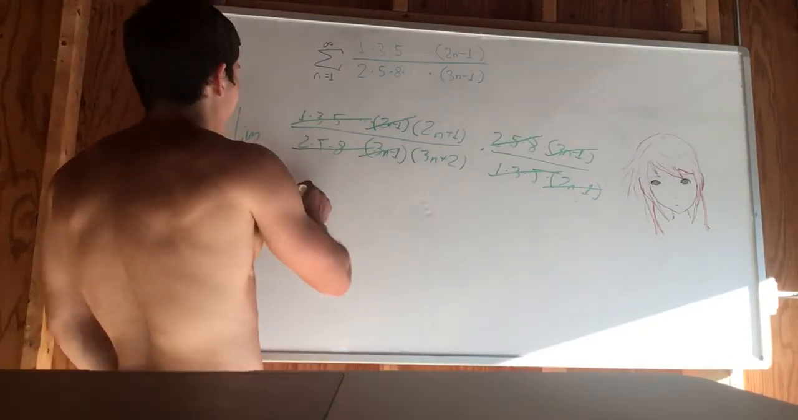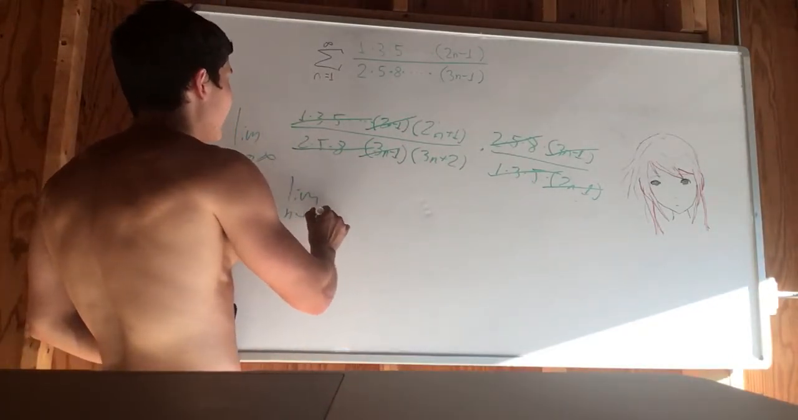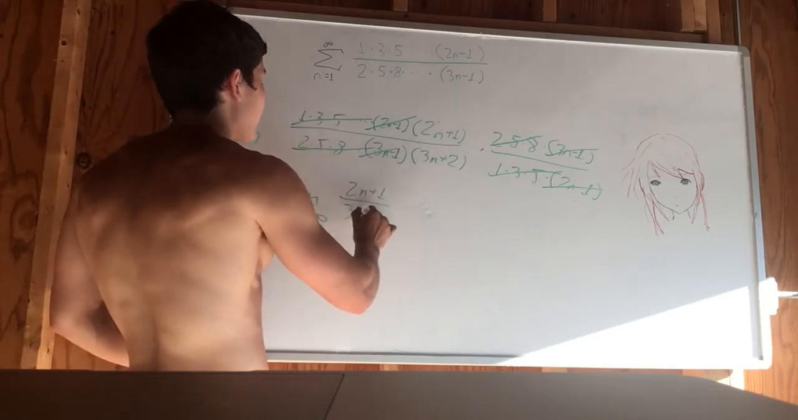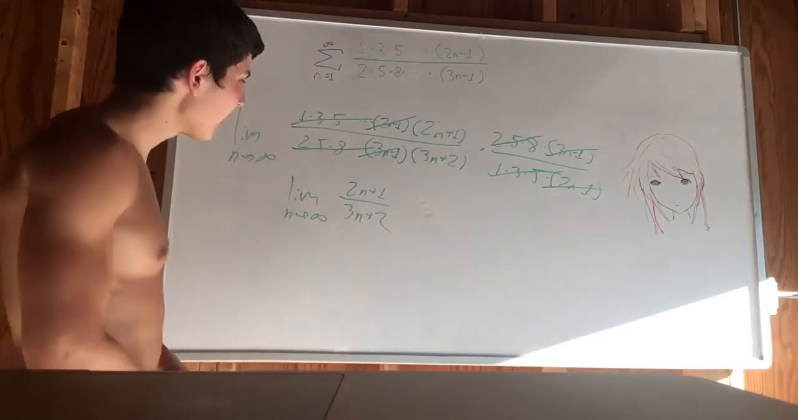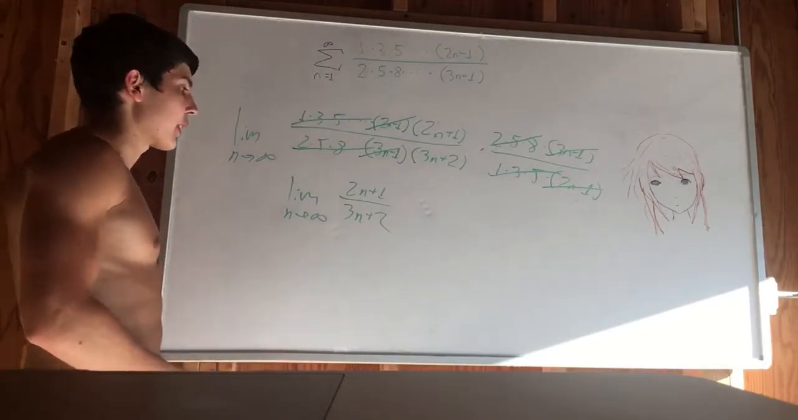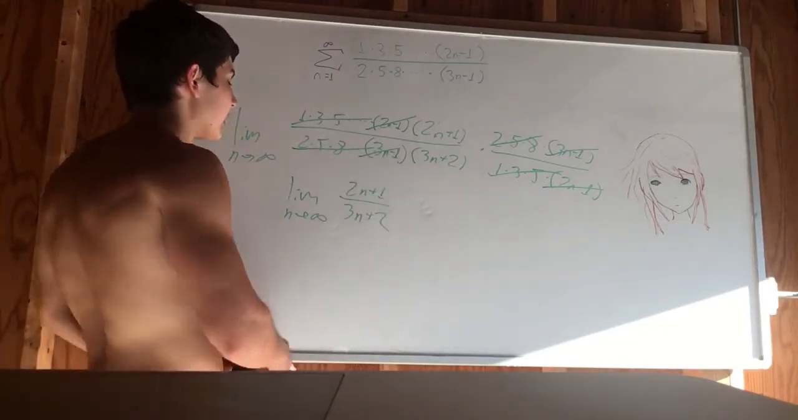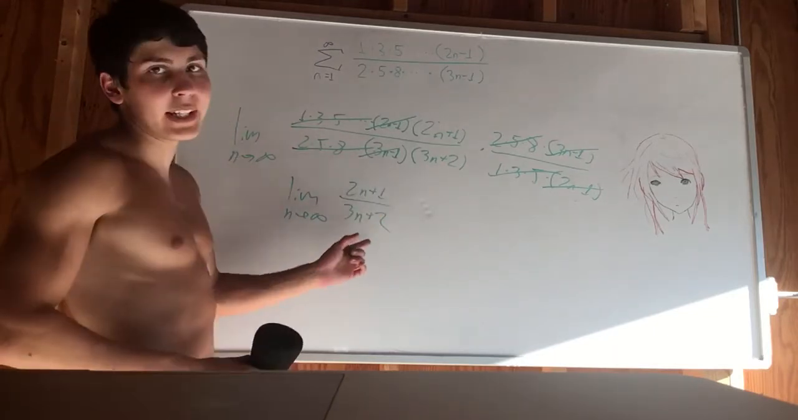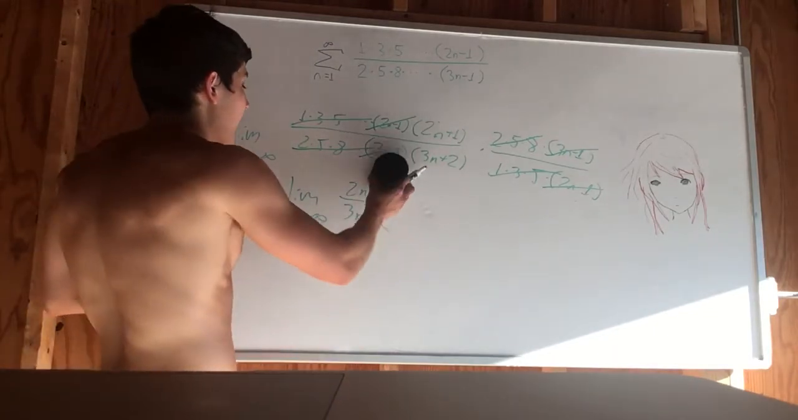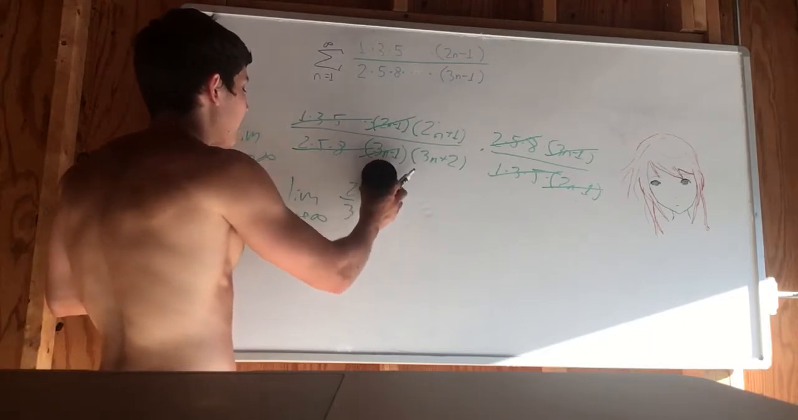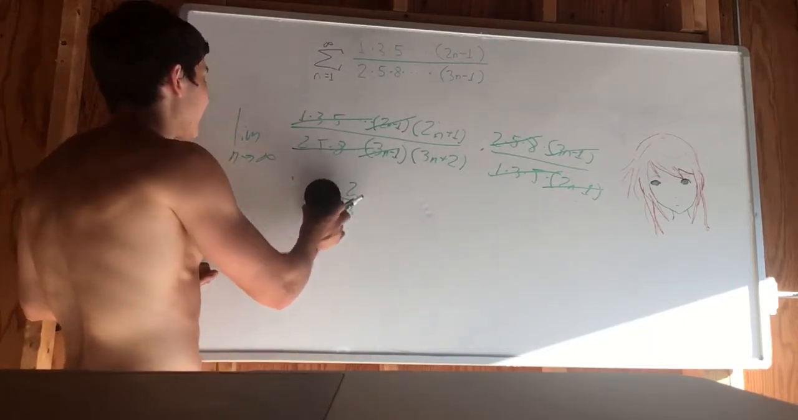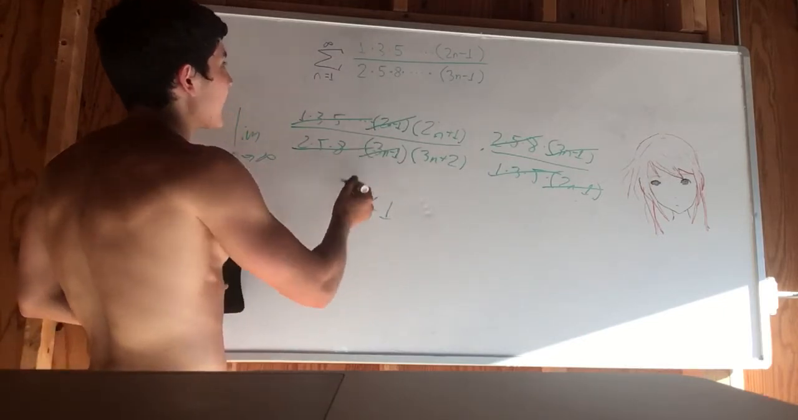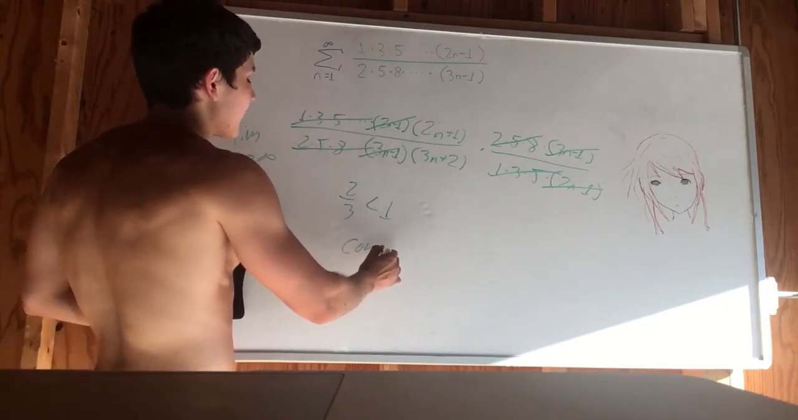And now we are left with the limit as n approaches infinity of 2n plus 1 over 3n plus 2. And this is 2/3. We could divide everything by n just to make sure, but we have the same power in the numerator and the denominator. At this point, you should know this is 2/3. This is 2/3 when we take the limit as n approaches infinity, and this is less than 1, which means that by the ratio test, this converges.